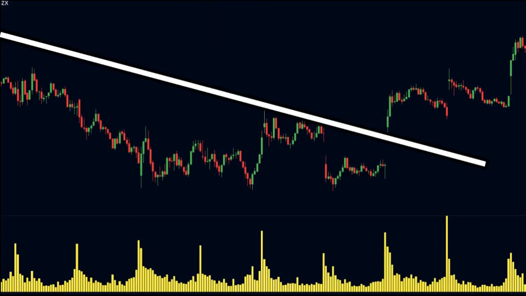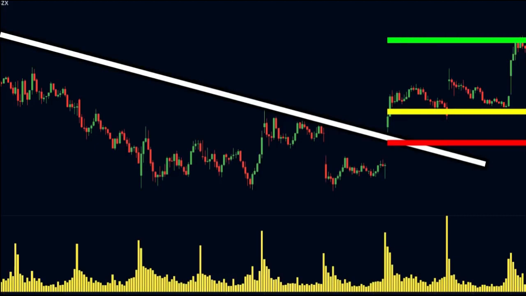So, we buy the stock at the close of this candle. We will place our stops below the low of the trend line. And we will place our targets at a 2:1 risk to reward ratio. As you can see, the market gave a strong up move after our entry.